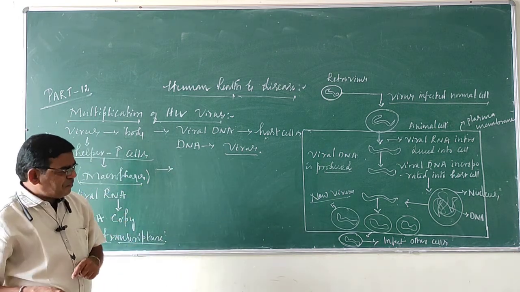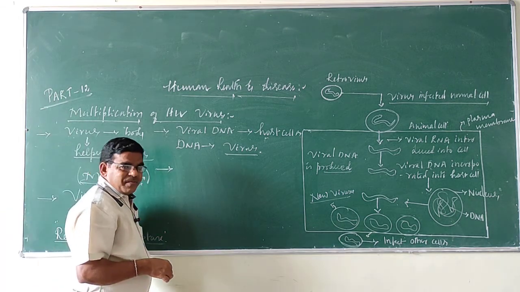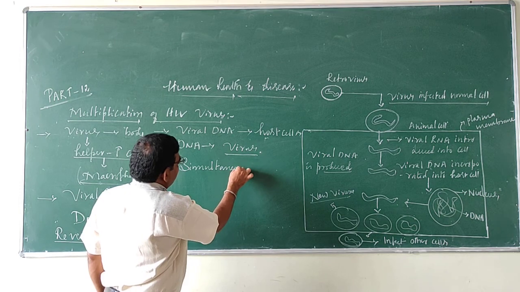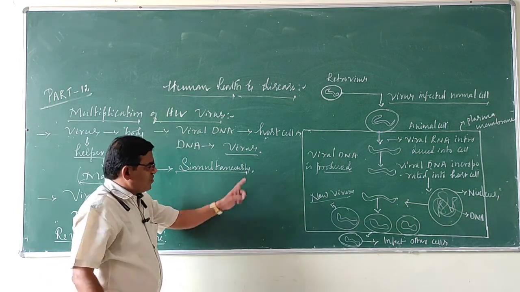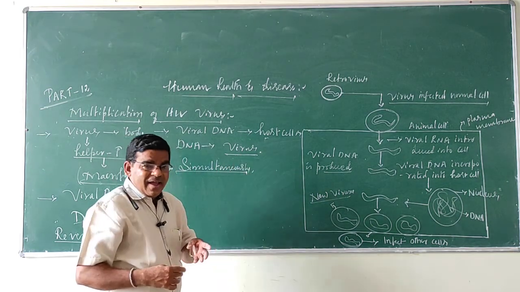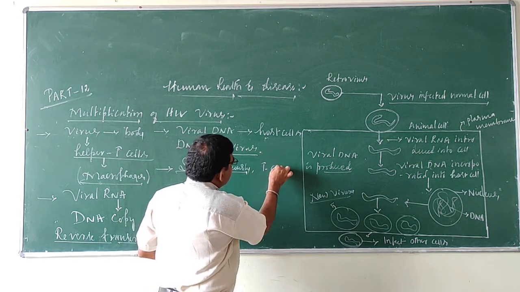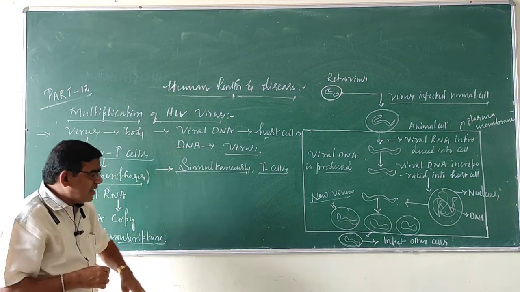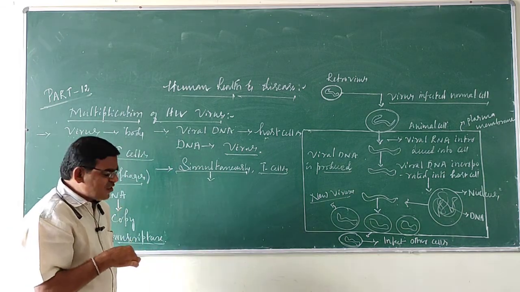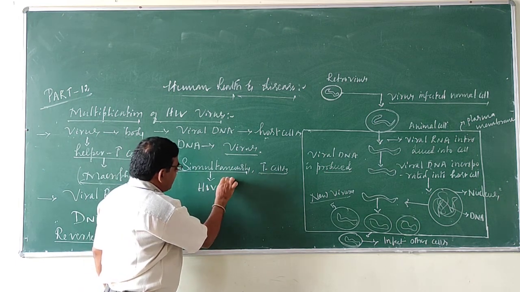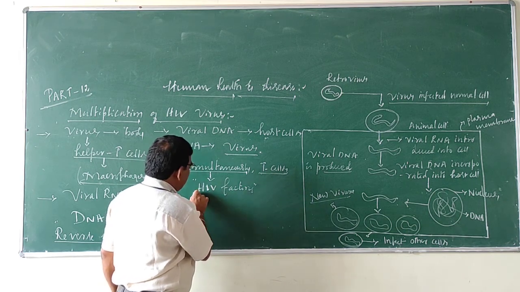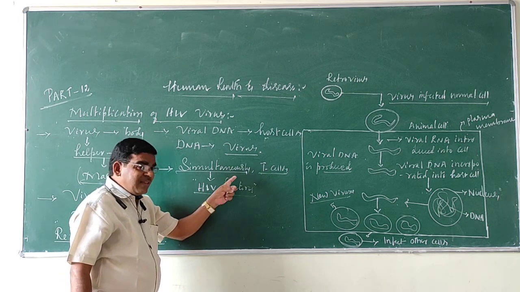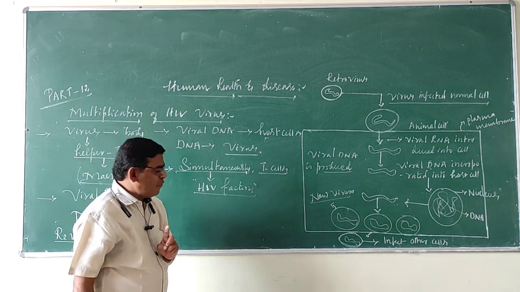Next step, simultaneously these viral particles can attack helper T cells, T lymphocytes, or macrophages. In this way, the macrophages act as an HIV factory.